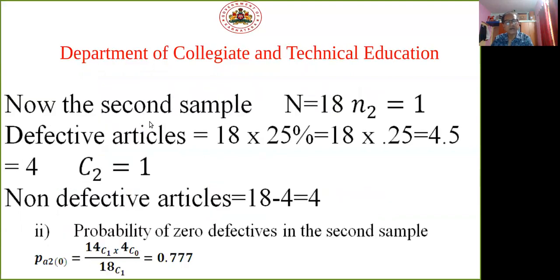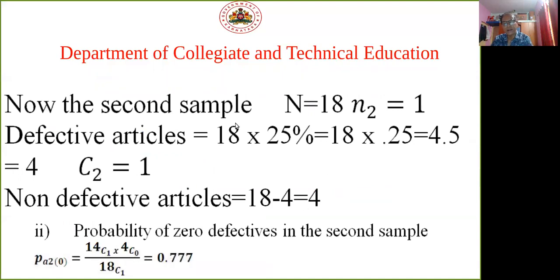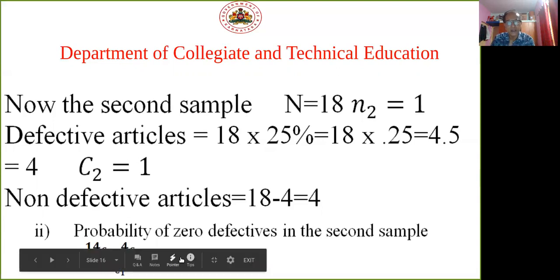Next, take the second sample. Capital N is 18 and n2 is 1. Defective articles are 18 into 25%, which is 4.5, so 4. C2 is equal to 1. Non-defective items are 18 minus 4, which should be 14 here. Then what is the probability of getting 0 defectives?